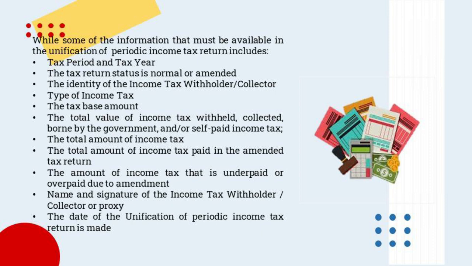Next, the total of income tax. Second, amount of income tax paid in the amended tax return. After that, the amount of income tax that is underpaid or overpaid due to amendment. Next, name and signature of the income tax withholder or collector or proxy. And the last, the date of the unification of the periodic income tax return is made.